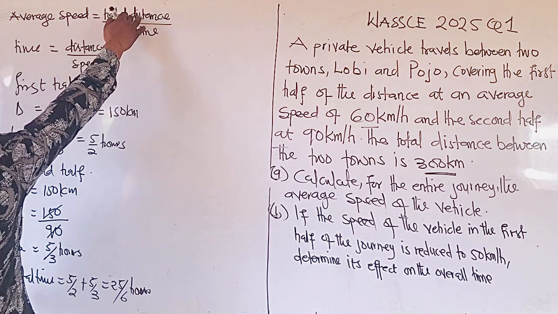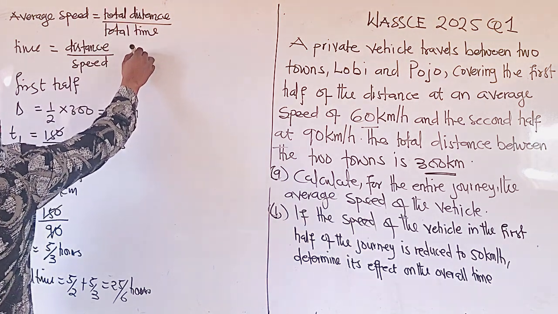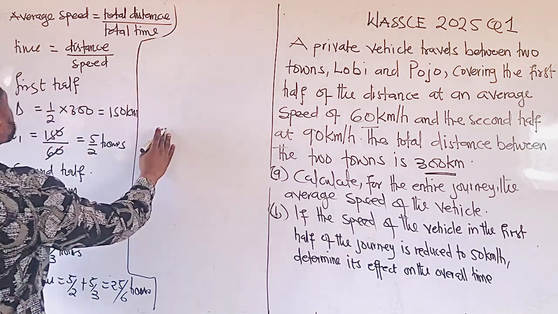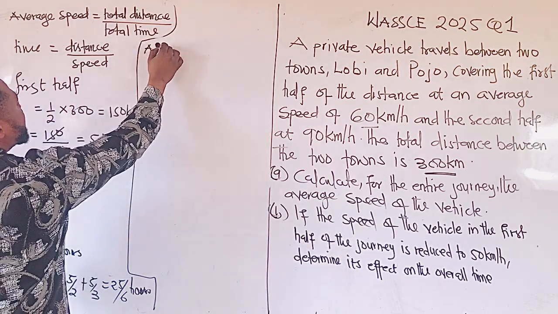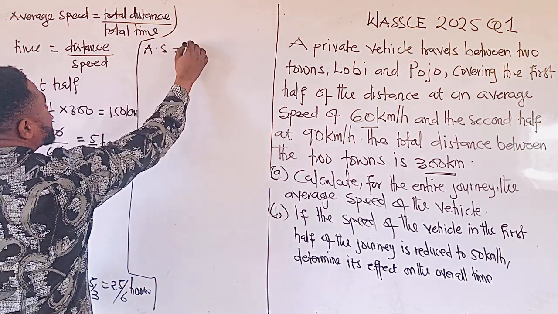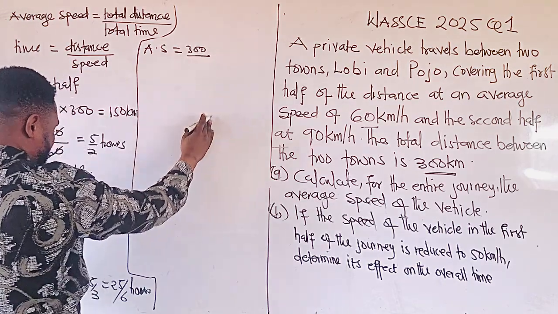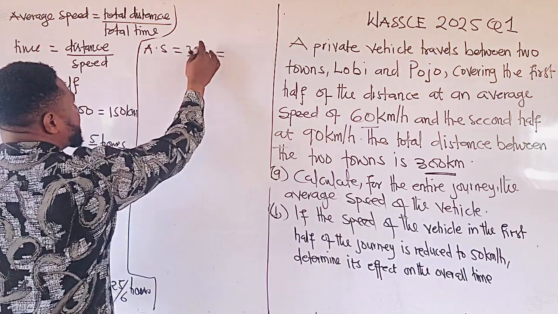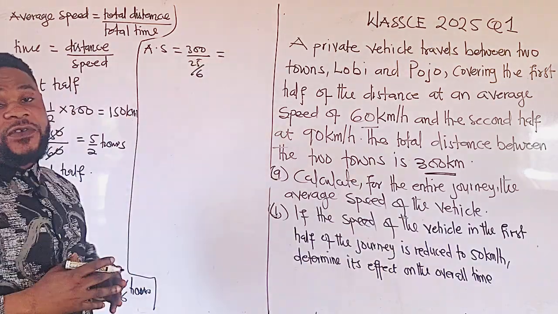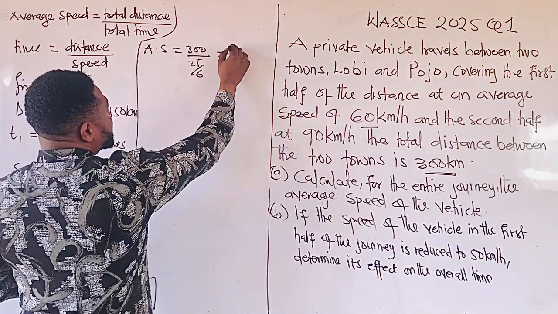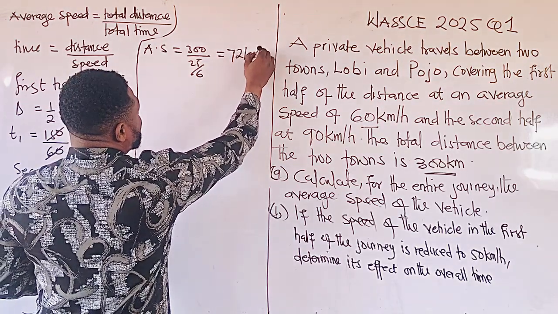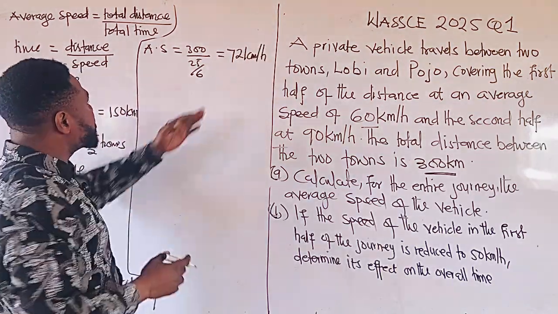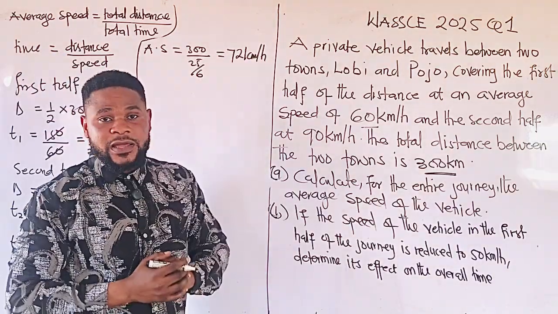We also know our total distance. So now we can find our average speed. For our average speed, total distance is 300, total time is 25/6. So 300 divided by 25/6 is going to give us 72. So our unit is 72 kilometers per hour. So this is the answer for the A part.